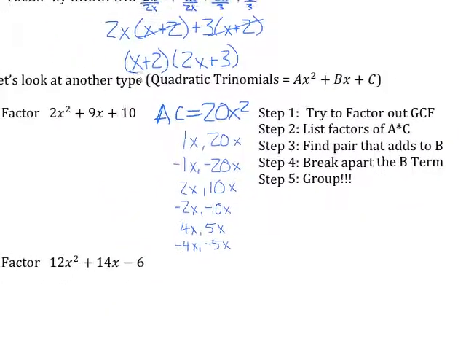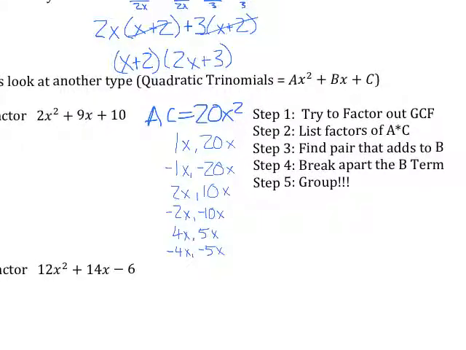Now it's called the AC method because I want to break this middle term apart and make it 4 terms so that I can group like I did in example 2 up above. So in order to break this term apart, I need to find the factors that add to it. So 1 plus 20 would be 21. That doesn't work. Negative 1 plus negative 20 would be negative 21. That doesn't work. 2 and 10 would be 12. That doesn't work. Negative 2, negative 10 makes negative 12. That doesn't work. So 4 and 5, 4x plus 5x makes 9x. So I've eliminated all these. I know that 4x plus 5x is 9x.